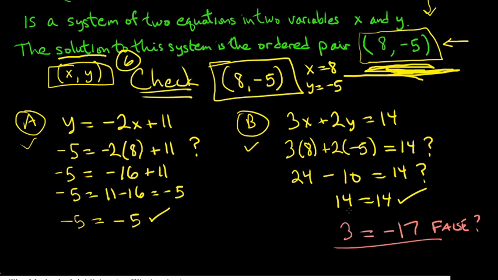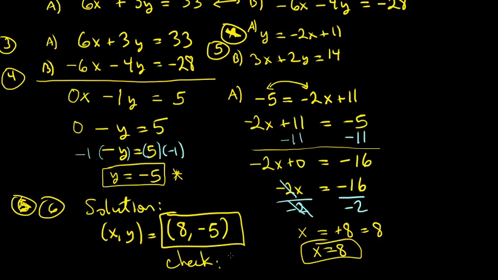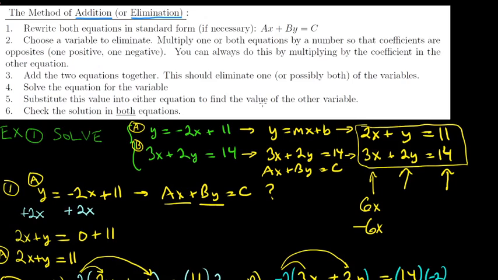So you can check again, but we did that already here. We got 2 equations that are true, so that just verifies that (8, -5) is the solution to this system. So we already checked, and so we know that this is correct. Okay? So that's how it goes, right?